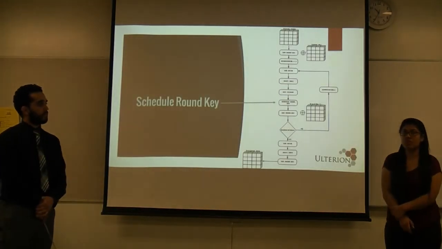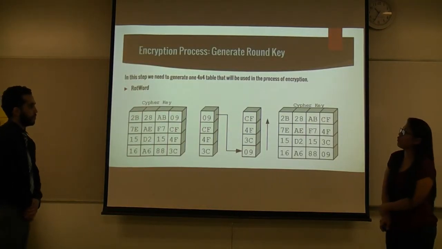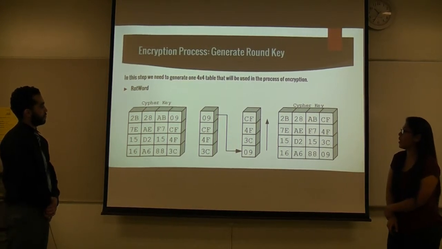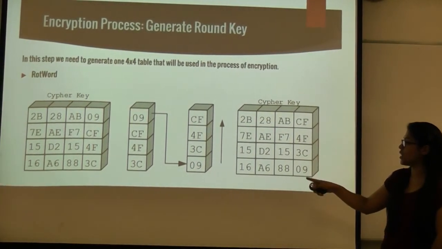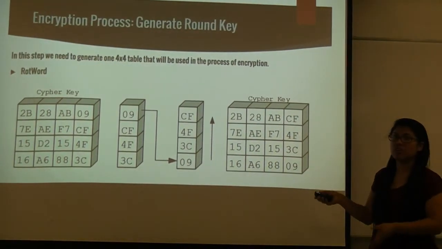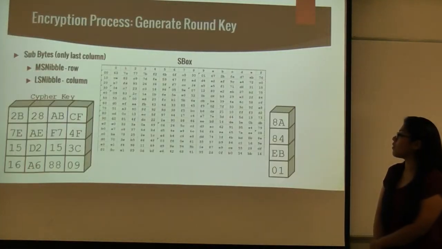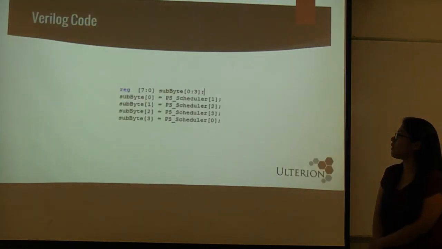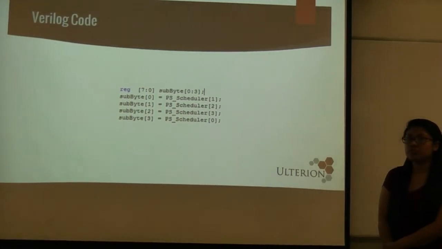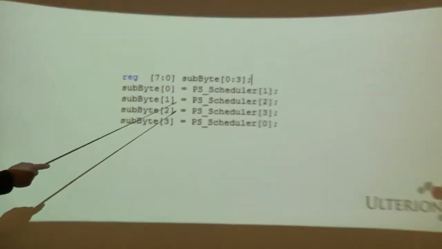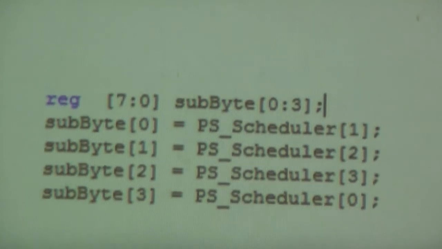So then we go into our schedule round key state. Here there are 3 processes involved. The first one is called the rot word, where we take the last column, take the first value and push it down, and all the rest of the values we push up. Then we put that back into the cipher key table. Now in Verilog, we created an 8 by 4 register, and we assign each of those values to that register. We just put down the 1, 0 location, and we put 3, 2, 1.